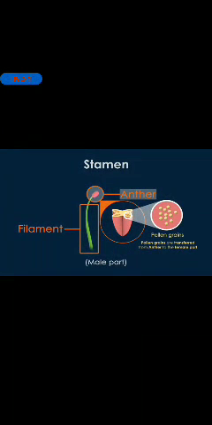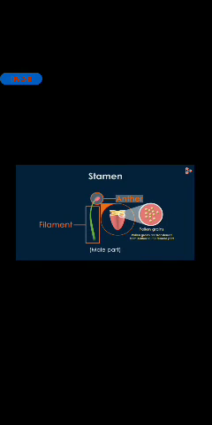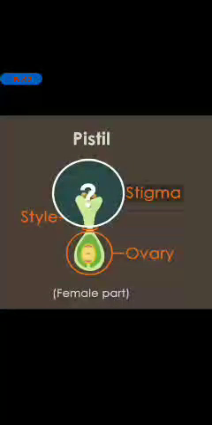When the pollen grains are transferred from the anther to the female part, they fall on the upper portion, that is the stigma, and through the tube-like structure of the style they will come down to the ovary portion.